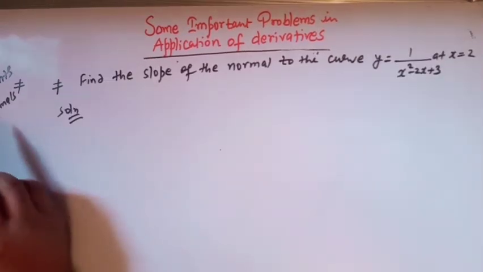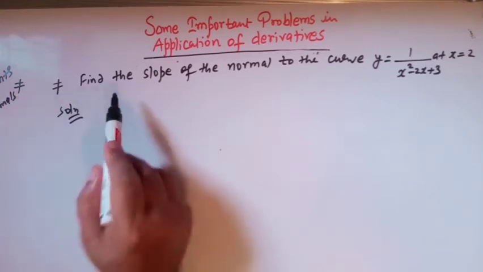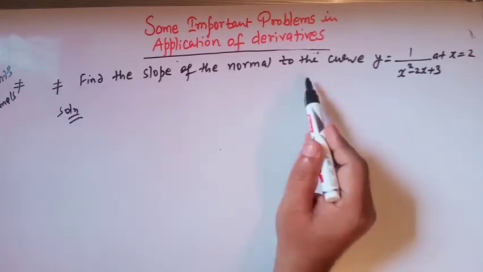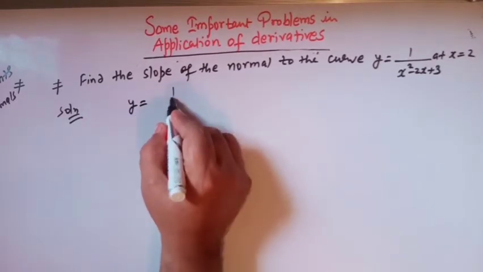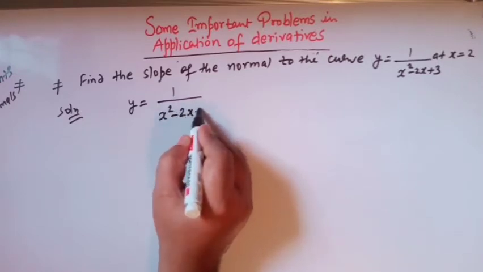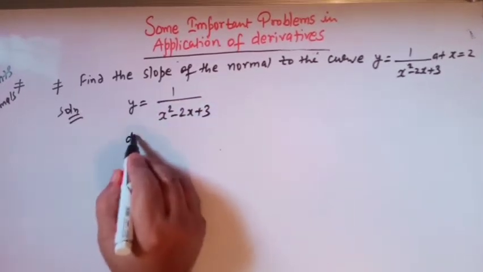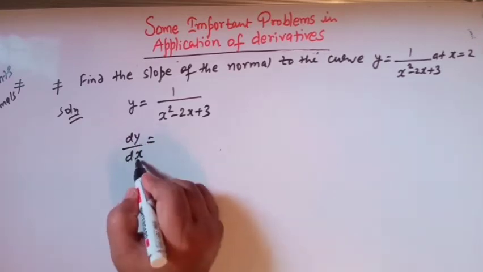Now viewers, this problem is again from the topic tangents and normals. We have to find the slope of the normal to the curve. So here's what we will do. We'll again find the derivative, that is dy over dx.